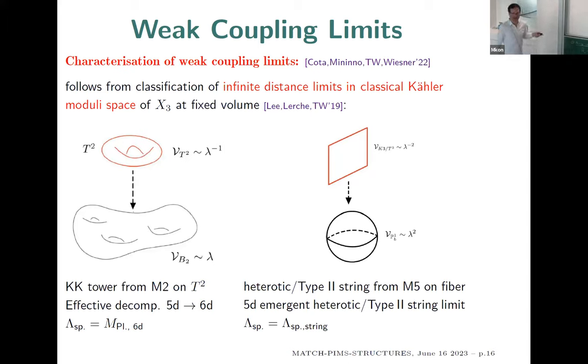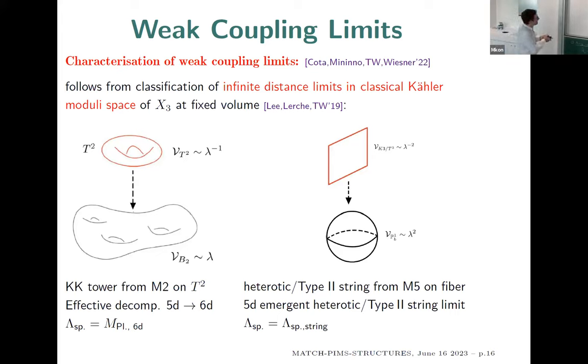Such limits can be obtained either if your Calabi-Yau has a T2 fibration, a genus one fibration, which need not be elliptic, or it admits a K3 fibration or an abelian surface fibration, a T4 fibration. This should be a T4, not a T3, so K3 or T4. And so this is a topological criterion for a Calabi-Yau 3-fold to admit an infinite distance limit in Kähler moduli space at fixed volume. And when this topological condition is satisfied, then the limits always look like this.